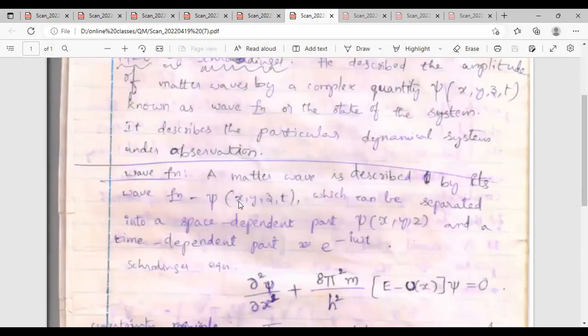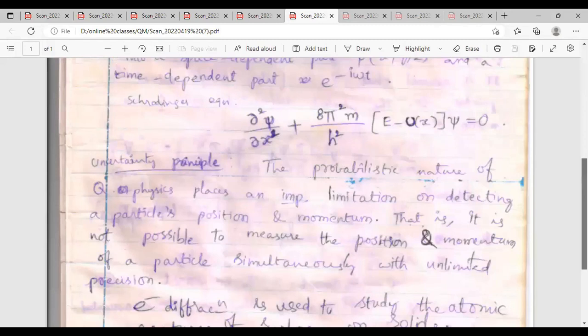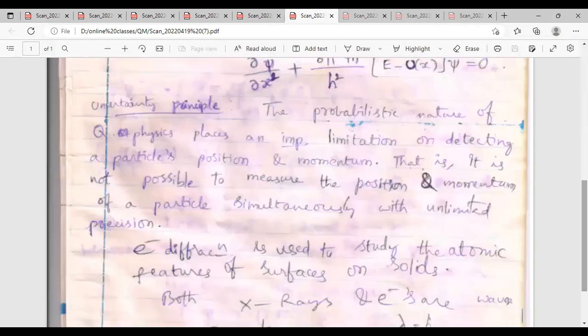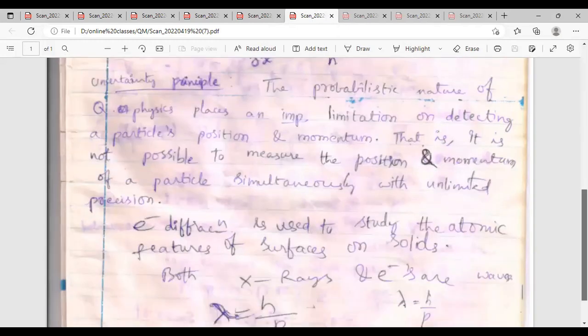A matter wave is described by its wave function, usually psi of x, y, z, t. It's a function of x, y, z and t, which can be separated into a space dependent part psi of x, y, z and a time dependent part e power minus i omega t. Schrödinger equation: dou square psi by dou x square plus 8 pi square m by h square into E minus V of x into psi is equal to 0. This is called Schrödinger's equation. We'll be deriving it.